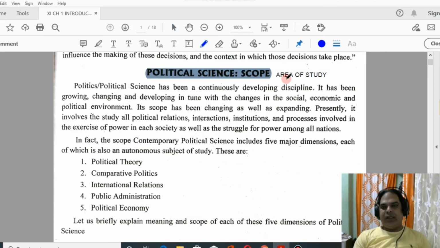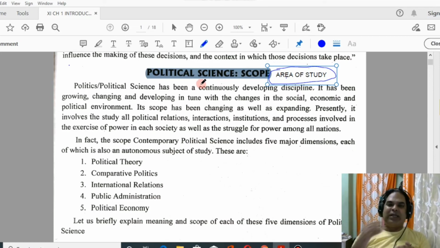So whenever we talk about the scope of political science, whenever we start the lesson and ask what is the meaning of this term scope, the students definitely get confused. So the meaning of scope is the area of study. That means to what length, to what extent we can study political science. What is the limit of political science?